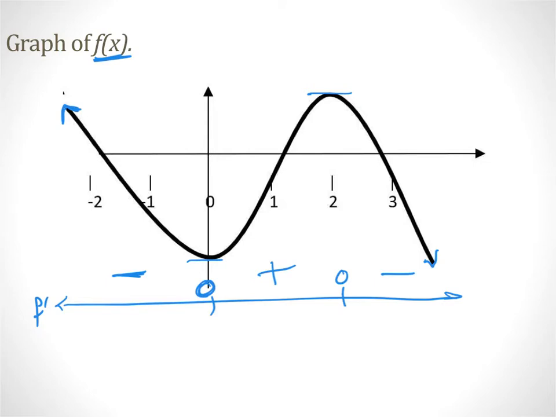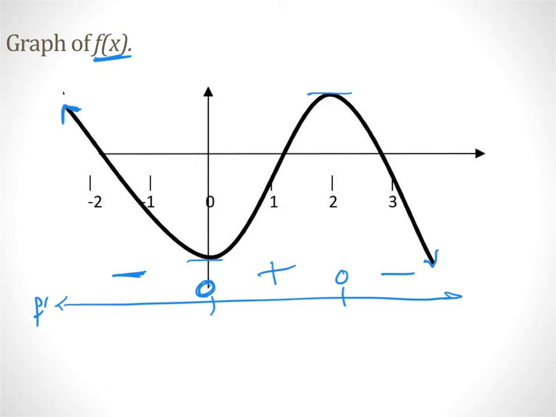And so now we can pull off increasing and decreasing. This function is decreasing here until it hits a horizontal tangent line. So it's decreasing from negative infinity to 0. It's also decreasing here from 2 to infinity, and then increasing here in the middle.